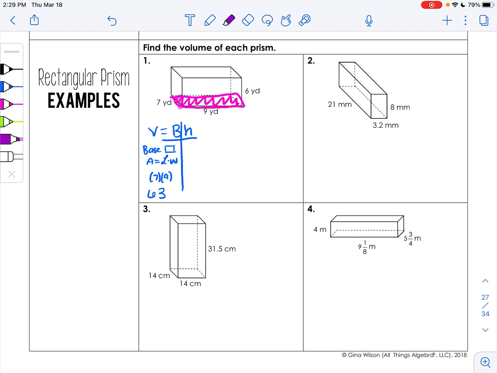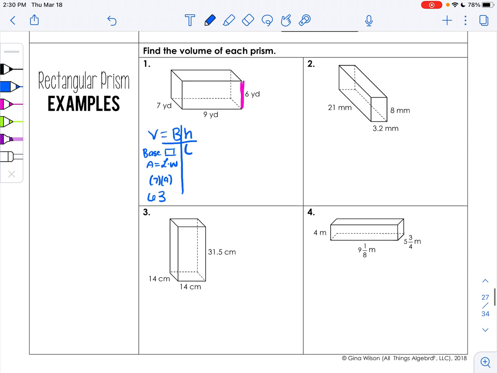So again, we're looking at the base down here at the bottom. Then we need to know what the height is. Our height is going to be the height of the whole rectangular prism. So this is our height, 6. Remember, height goes straight up and down. It's going to come straight up off of your base. So our height is 6. So volume is going to be 63 times 6. We took the area of our base, 63, times our height, 6.